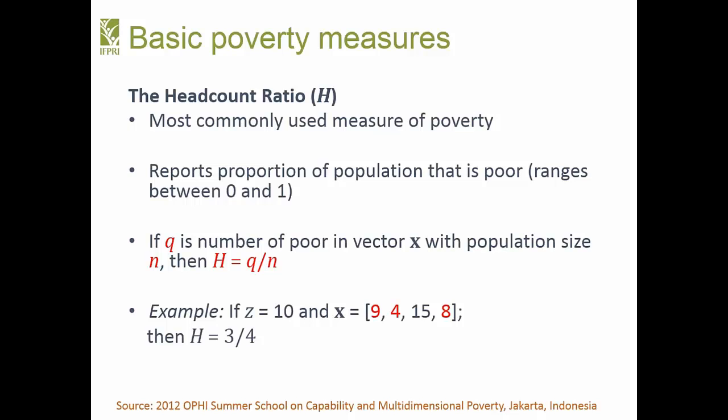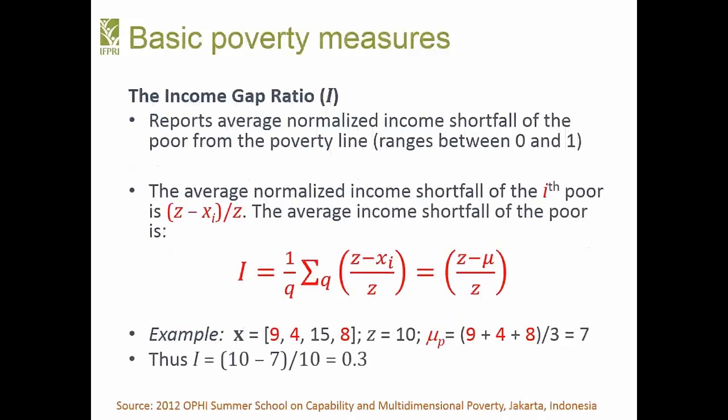Elementary. Okay, so for example, if z is our poverty line, so income of $10, and x is the income, 9, 4, 15, and 8, how many people are poor? Three quarters. The ones that are highlighted in red, the 9, the 4, and the 8, are below the poverty line, so they are counted as poor. And so 3 out of the 4 people, 3/4, are. Okay, very easy.